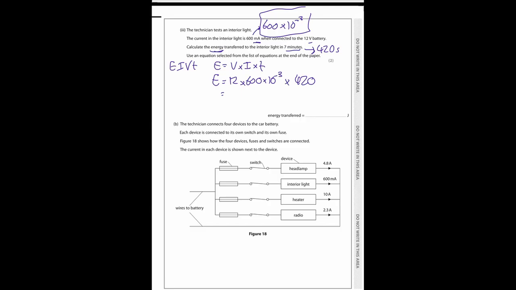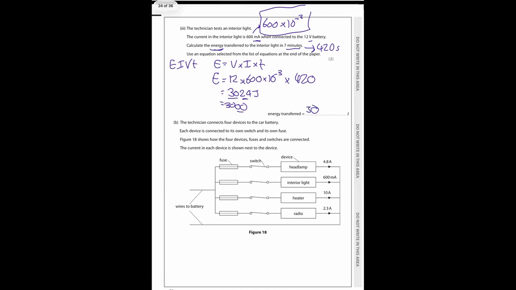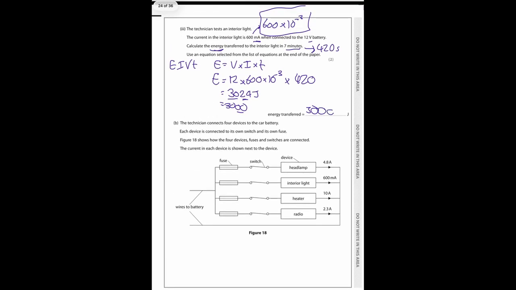Now I'm just going to put this in my calculator. So 12 times 600 times 10 to the minus 3 times 420. And my calculator tells me that that is equal to 3024. So 2 significant figures, it's those two that I care about. So 3000. I've still got to add the 00 afterwards. So 3000 joules, and yeah, job done.